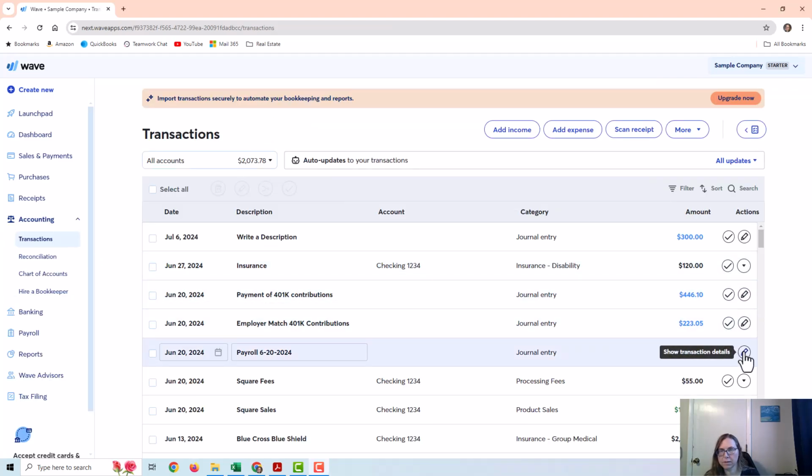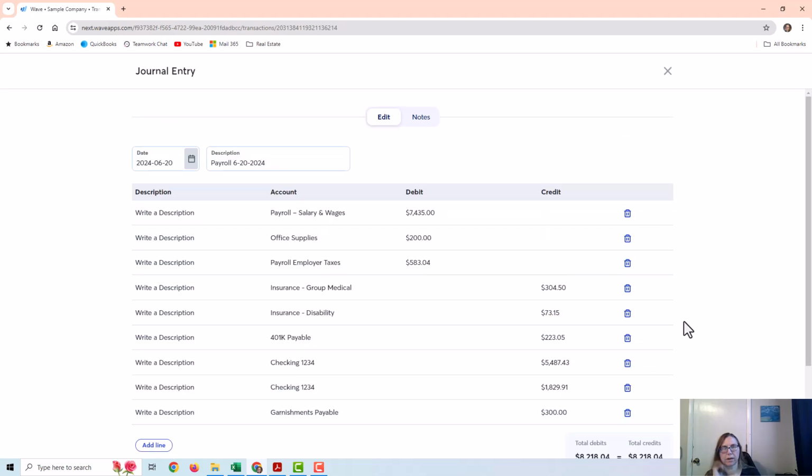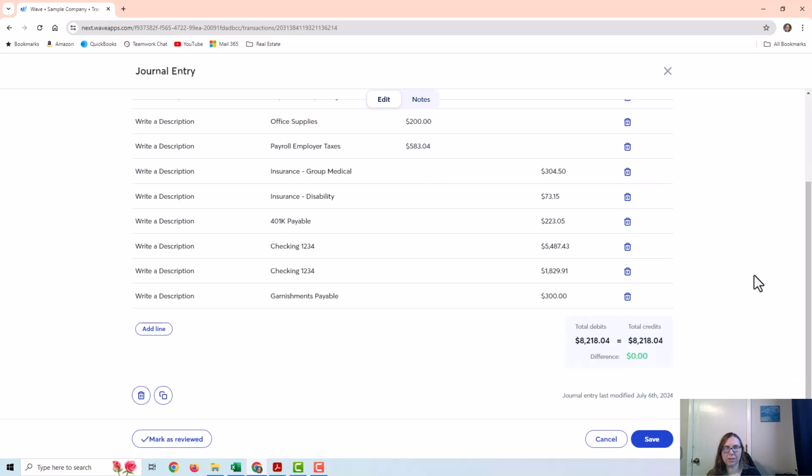Let's do another example. Let me go back to that original payroll entry. Let's say you also pay workers' comp insurance through the payroll processing service. And this is not an employee deduction, but it is an employer expense. But it gets paid along with all the other taxes and things like that.